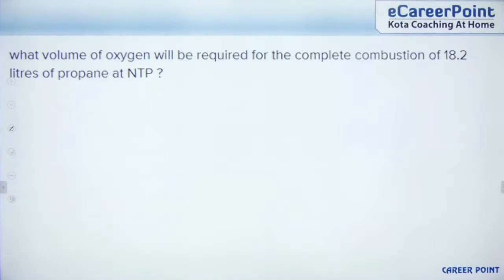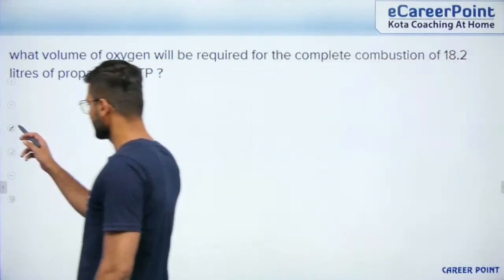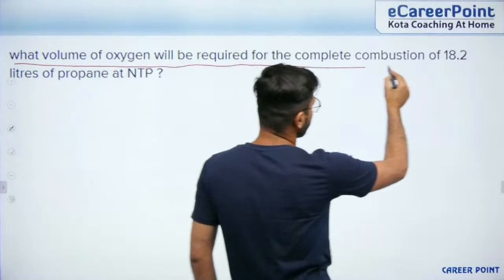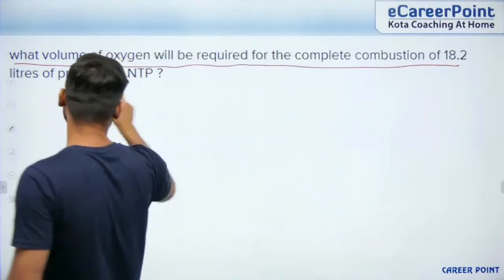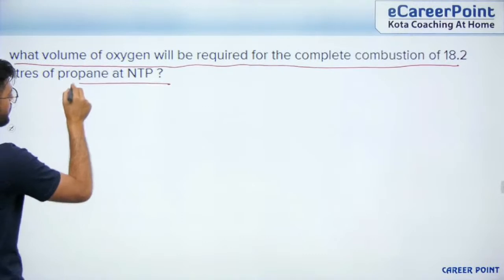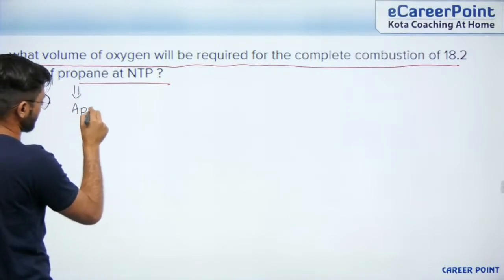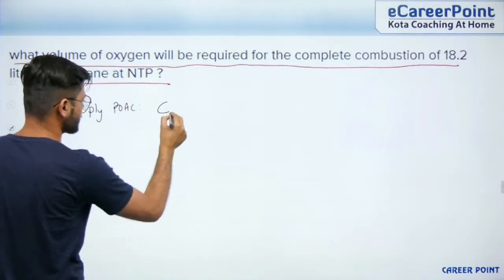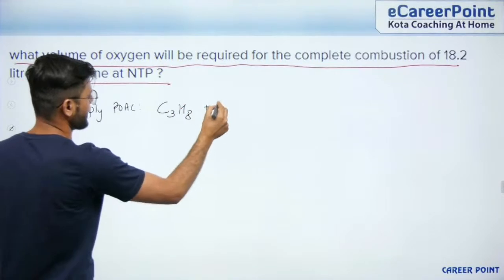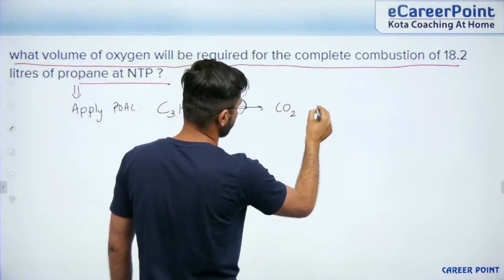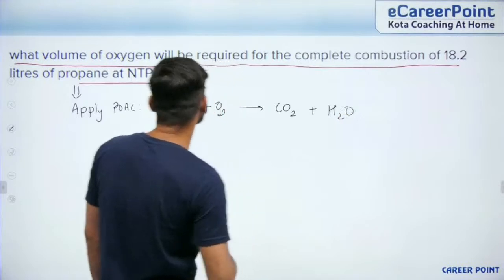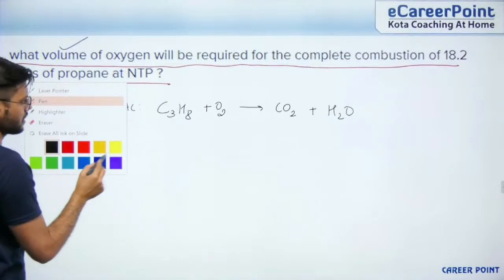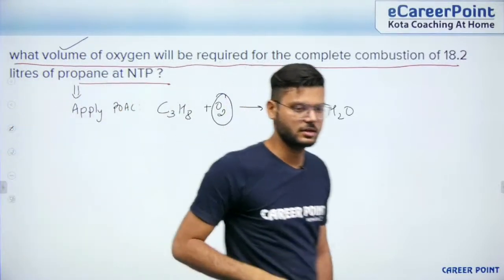Now do this question. This is a very good question. It will take time, so try it. What volume of oxygen will be required for the complete combustion of 18.2 liter of propane at NTP? I am giving you a hint: apply POAC. So propane is C3H8, which reacts with oxygen. It will give carbon dioxide and water. Now do this question and calculate the volume of oxygen which is required. Do it.